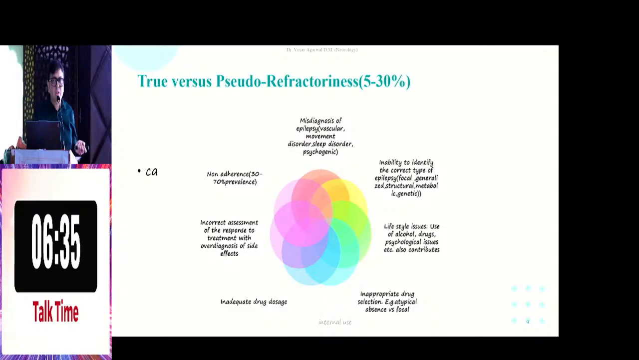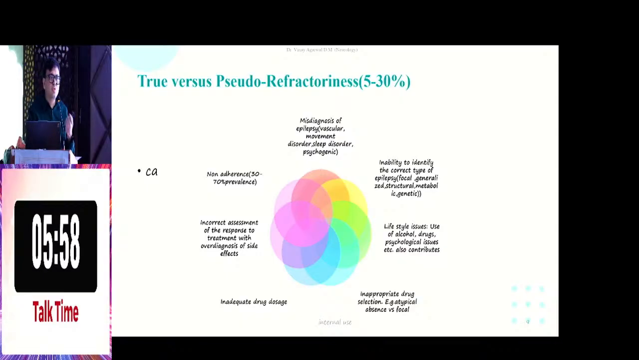Inability to identify the correct type of epilepsy is often because we don't listen to the patient, because focal onset epilepsy is usually missed if we don't take the history properly. Then lifestyle issues like alcohol, drugs and psychological issues also contribute, because they not only reduce the efficacy but also reduce the threshold of seizure. Then inappropriate drug selection is very common. Like if we use phenytoin in an absence seizure or myoclonic seizure, it will only exacerbate. Inadequate drug dosage and incorrect assessment of response.